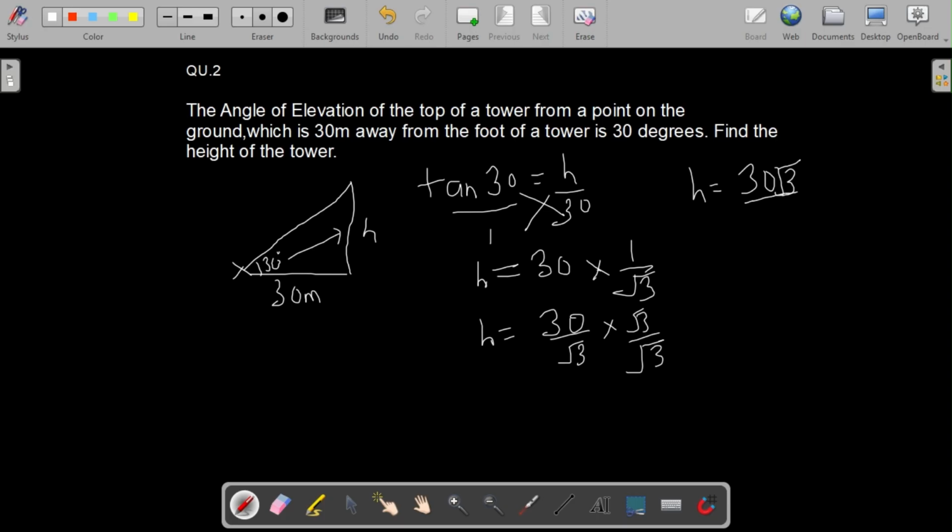Root 3 times root 3 is what? 3. So 3 here 1, 3 here 10. So at the end of the day, your h is 10 root 3. So h is 10 root 3 meters, which is very straightforward.